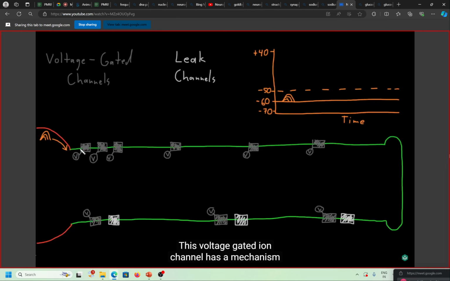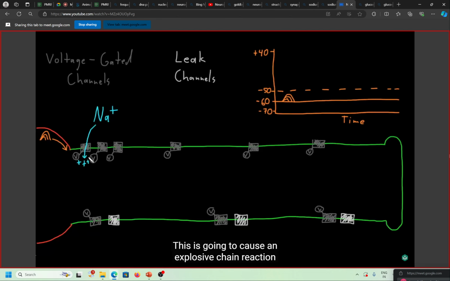This voltage-gated ion channel has a mechanism to sense this voltage change. And when the threshold potential is crossed, it's going to open, and these are going to be sodium channels. Recall that the electrical and diffusion forces acting on sodium ions are strongly trying to drive them into the neuron. So when this voltage-gated sodium channel opens, sodium is going to flow into the neuron through the open channel, causing that part of the membrane to depolarize from all these positive charges now on the inside.